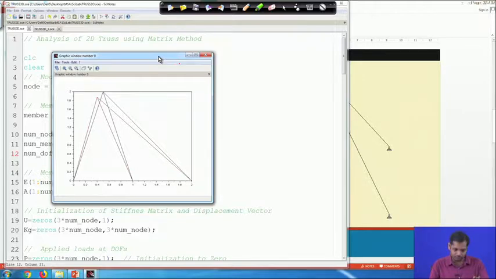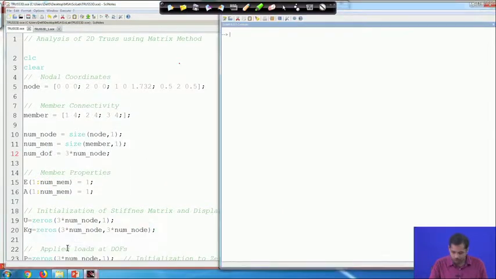This is not a 3D plot. Actually, the structure is in 3D. This is a 2D projection of the plot. So, that is not important right now for us. Let us see what the values of displacement are. First, you see the total displacement u.